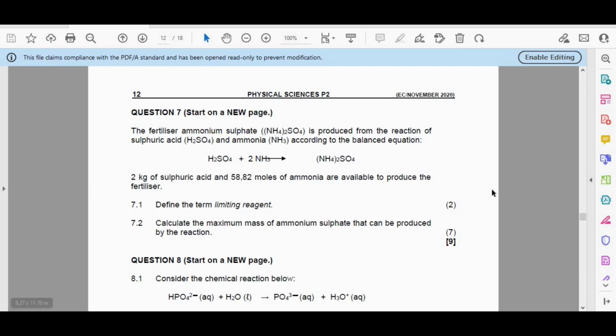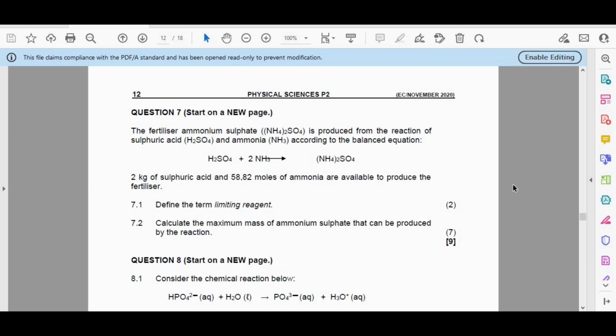All right, now we'll define it audibly again. Don't write it down. The limiting reagent is the substance that is completely used up in a chemical reaction. All right, we've learned this already before. I'll say it one more time. It's the substance that is completely used up in a chemical reaction.